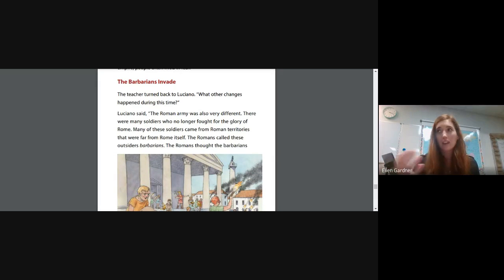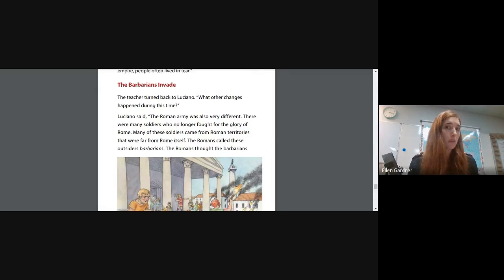Remember Cincinnatus? He went from a farmer to being like the general of his army. He was the temporary dictator at the time, just for the sake of really helping Rome. It wasn't for gaining power. He wanted to do it because he believed in protecting Rome because he was a Roman. But many of these soldiers came from Roman territories that were far from Rome itself.